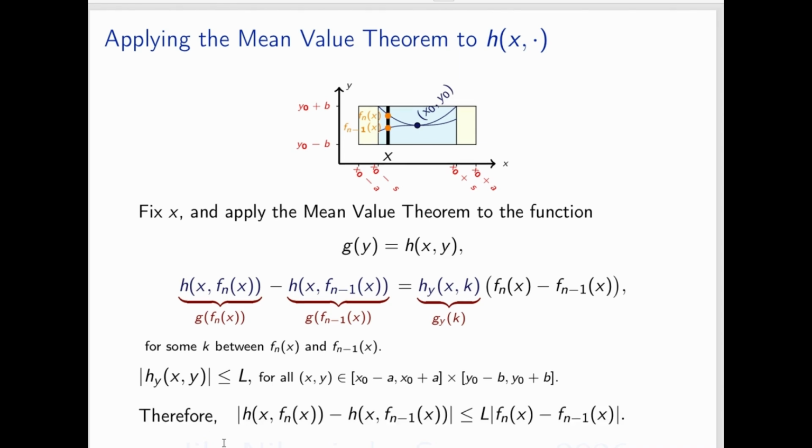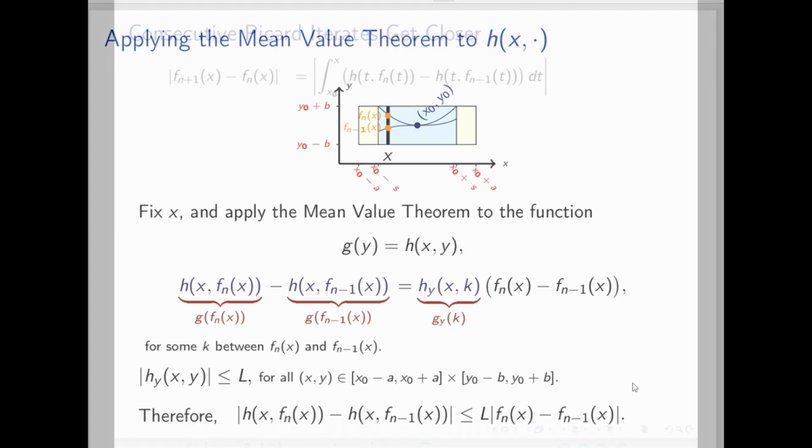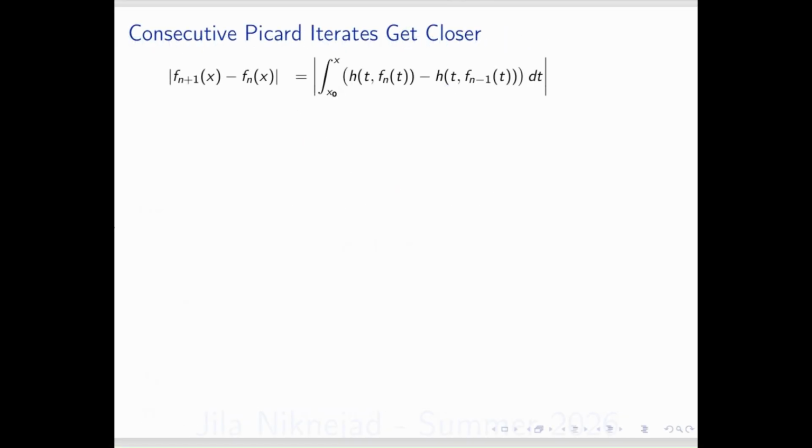Therefore, the absolute value of h of x and f n of x minus h of x and f n minus 1 of x is less than or equal to L times the absolute value of f n of x minus f n minus 1 of x. This is by replacing h sub y in that equation, h sub y of x and k, with its maximum, so the equation becomes an inequality. And this is true in the restricted x naught minus s and x naught plus s times y naught minus b and y naught plus b. Consecutive Picard iterations get closer.